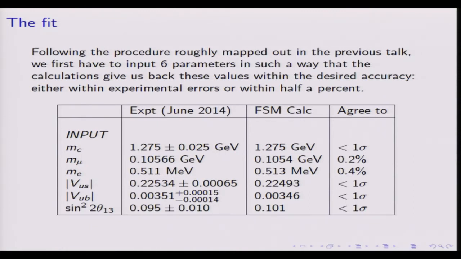For the Kobayashi-Maskawa angle, it's within error. For the VUB, it's within error. Sine square 2 theta 1,3 is within error. And for the muon mass and the electron mass, we could do to within 0.5%. As I said, the electron mass, of course, we never really try to get to within error.